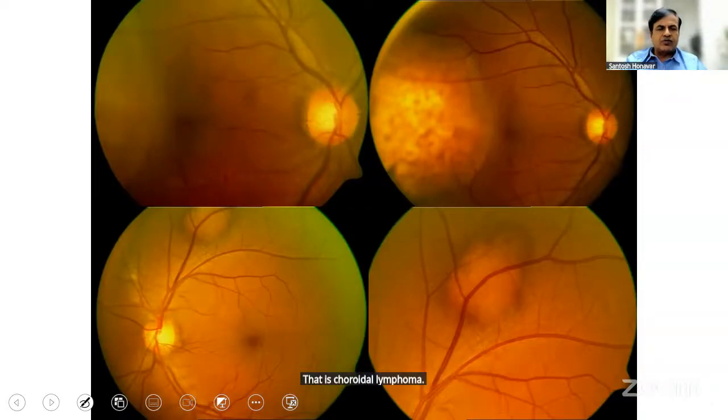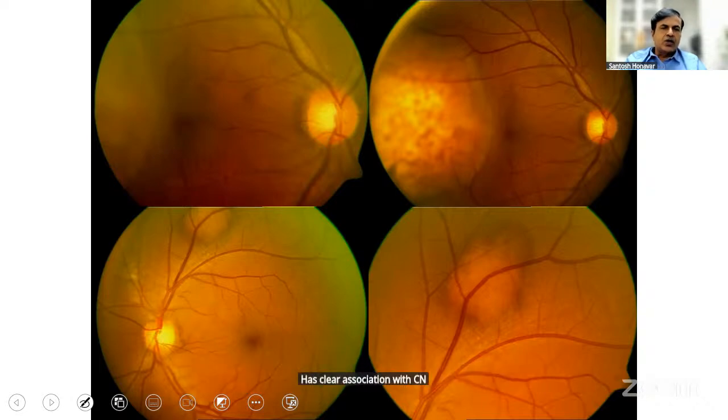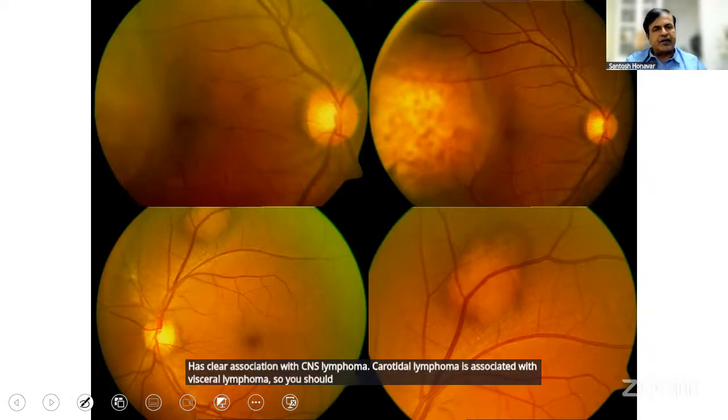So choroidal lymphoma is also a manifestation of systemic lymphoma that you should realize, whereas primary intraocular lymphoma has clear association with CNS lymphoma, choroidal lymphoma has association with visceral lymphoma. So you should appropriately investigate these patients.